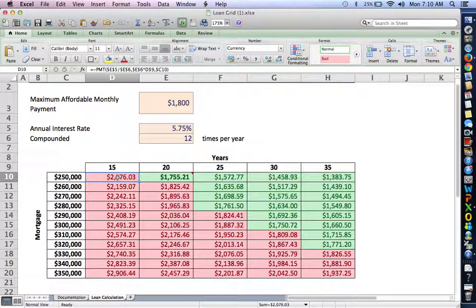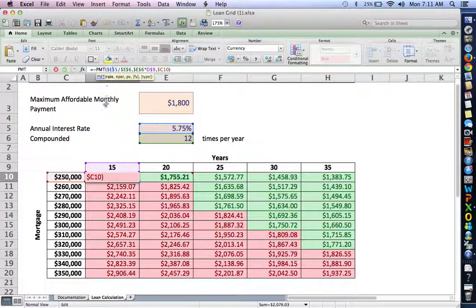Next came entering the PMT formula and arguments for the first monthly payment. And so here you can see the formula, and I'll just go through each argument one at a time. So the first argument is, as you can see here, the rate, and basically the rate I got from dividing the annual interest rate by the number of times per year payments would have to be made. So 5.75% divided by 12 gives you the monthly interest rate as the first argument.